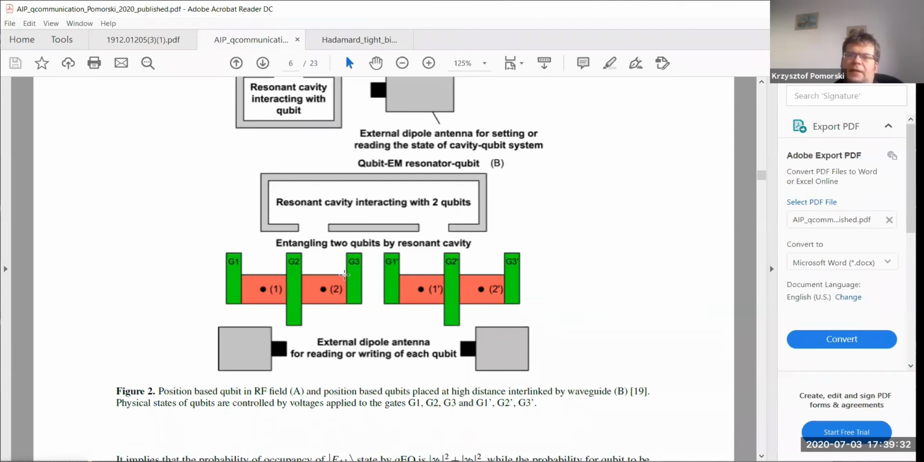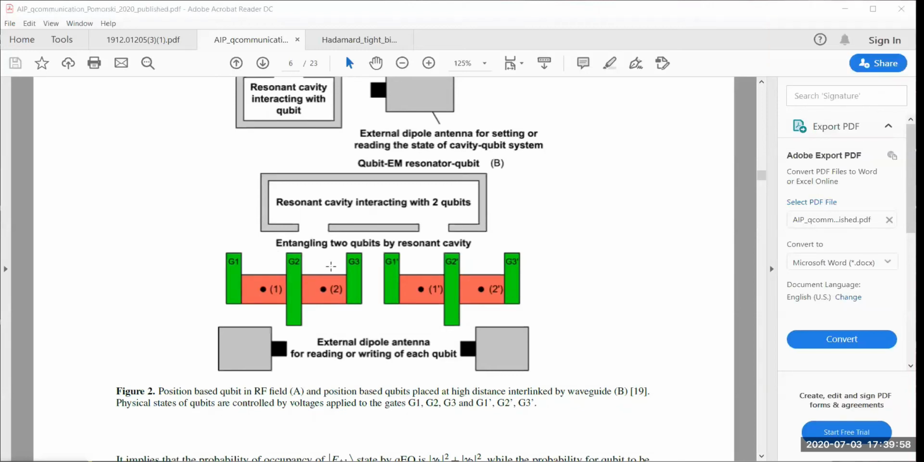Then you can create a system in which you entangle this position-based qubit with the resonant cavity, and this cavity is also entangled with another position-based qubit. So there will be indirect entanglement between the first qubit and another qubit. This is actually a picture from last week.